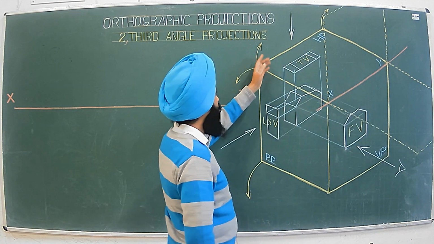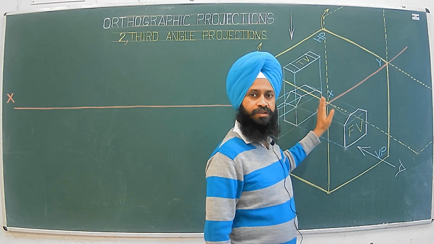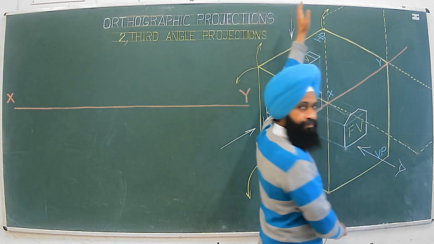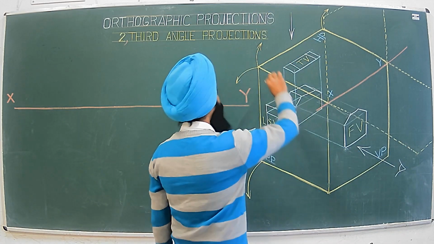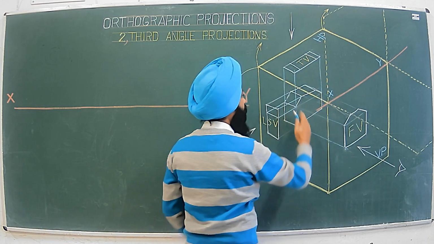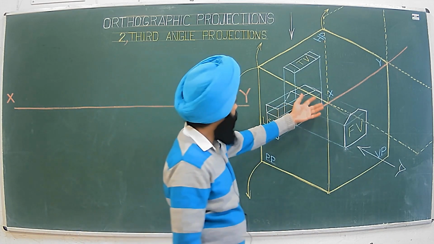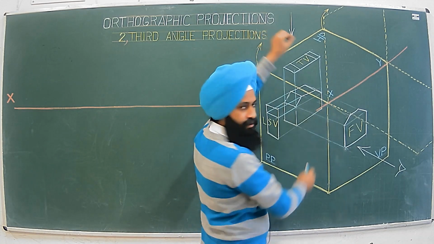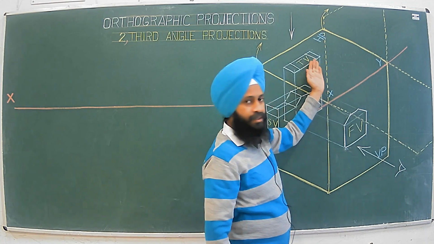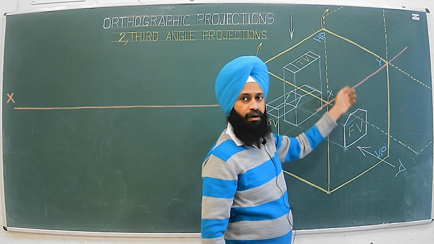As we know, to achieve two-dimensional multi-views of this object on a drawing sheet, we have to rotate this HP clockwise. If we rotate HP for third angle, this HP goes over here and becomes parallel to VP. It means this HP rotates about the XY line and becomes parallel to VP. So the top view shifts from here to here, above the XY line.